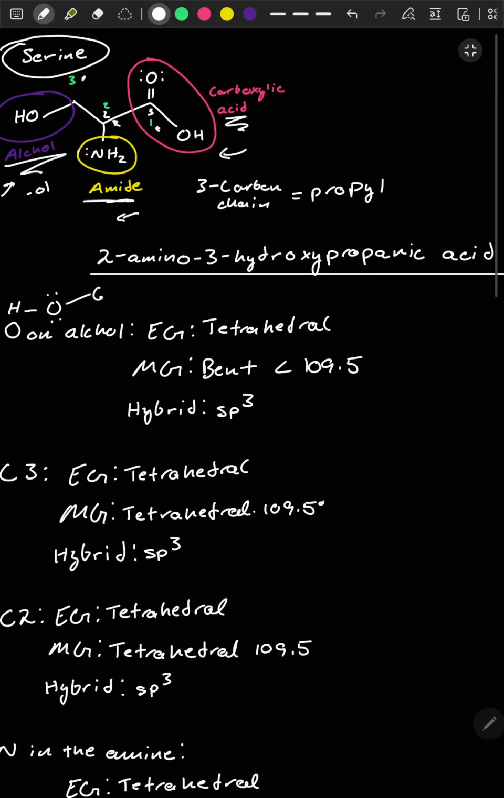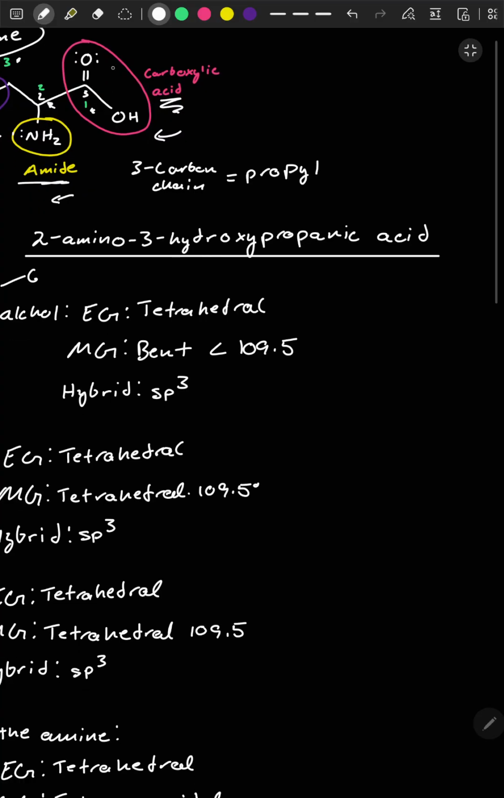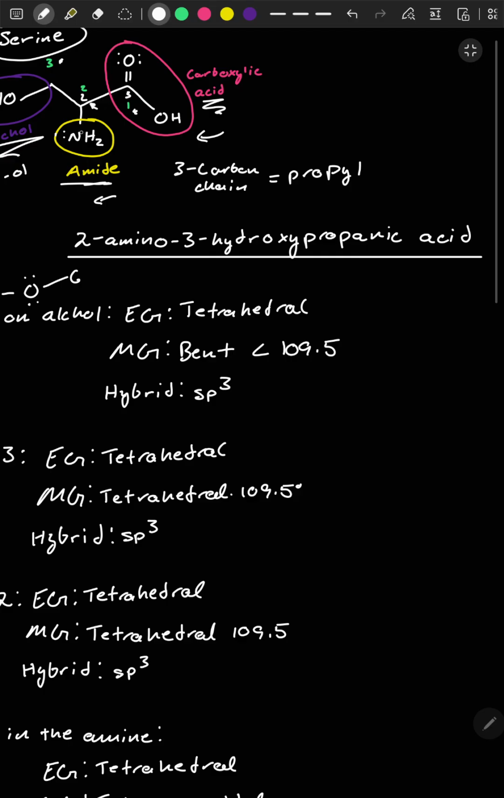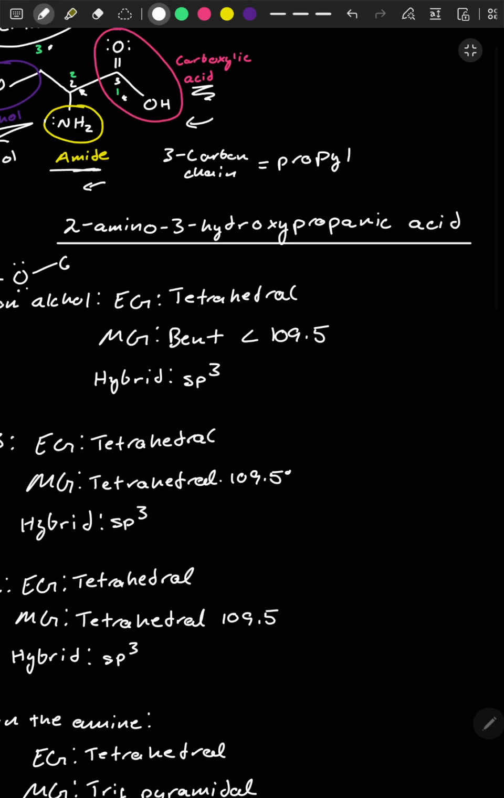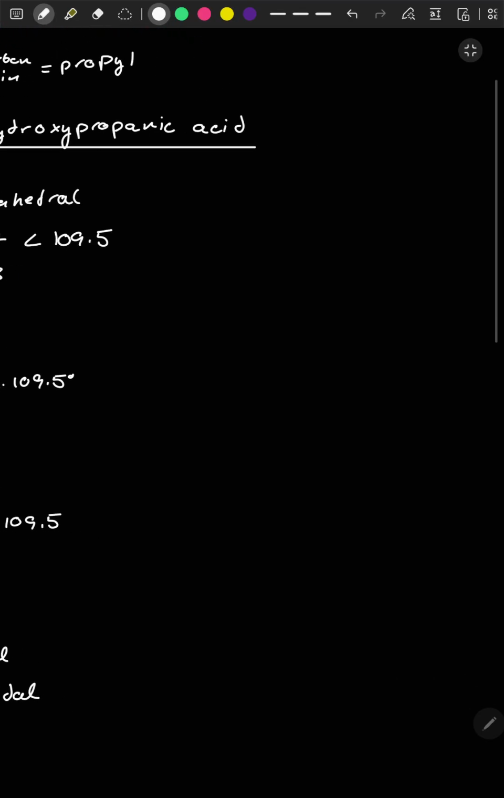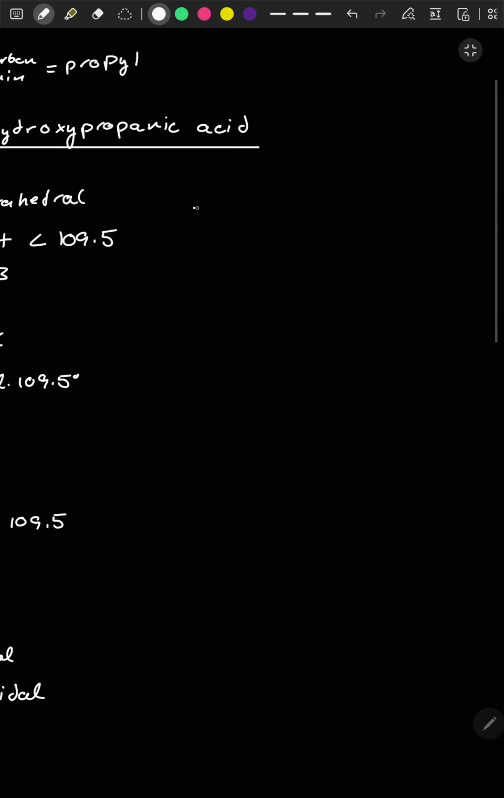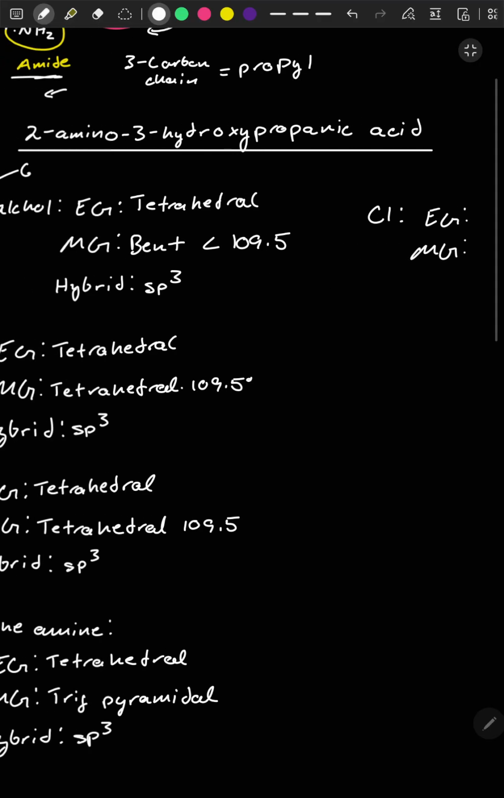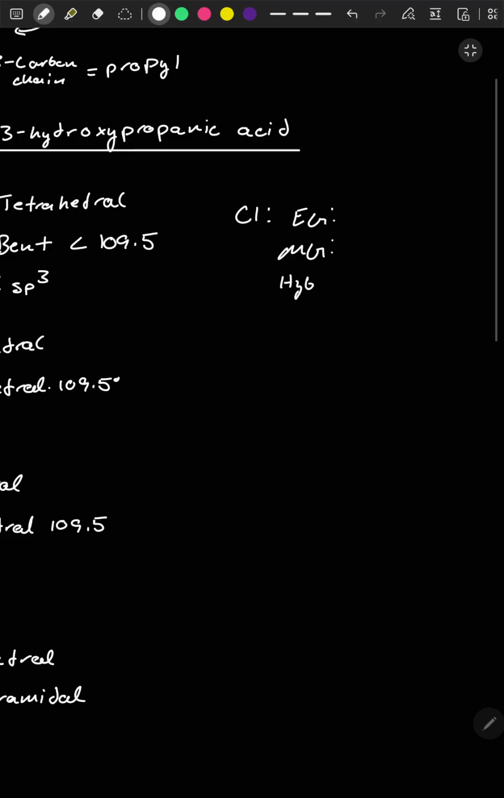So we're right here. So C1 is connected to a double bond with the oxygen, a single bond with the other carbon that's on the amine, and then there's amide, and then there's also this one right here to this hydroxide group. So I'm going to put C1, and then electron geometry, molecular geometry, and hybrid. Sorry, I forgot.